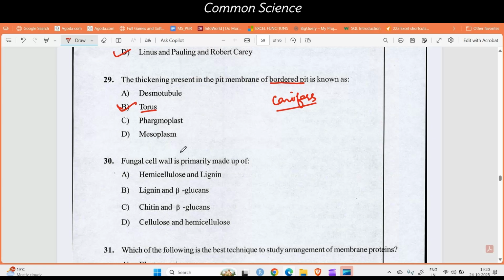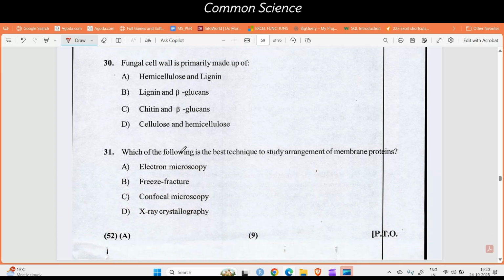Moving on to the next question, question number 30, which says that the fungal cell wall is primarily made up of chitin and beta glucans. There are also other polysaccharides like mannan and chitosan in different groups of fungi.